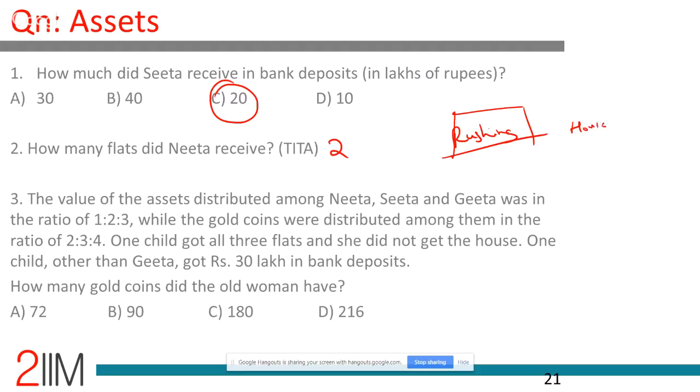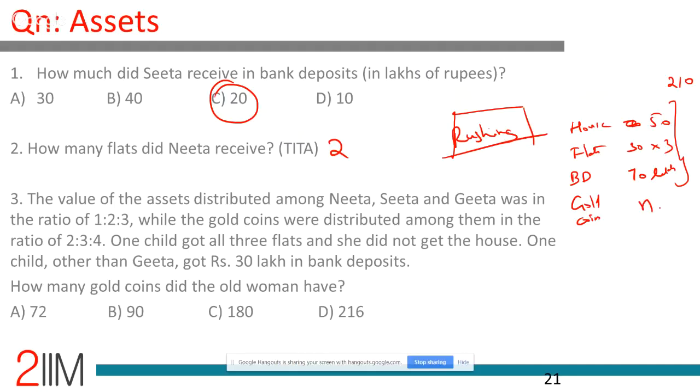House is worth 50 lakhs. Flats is 30 into 3. Bank deposit is worth 70 lakhs. And then gold coins. These 3 add up to 210. There are n gold coins. That's what we assumed originally.